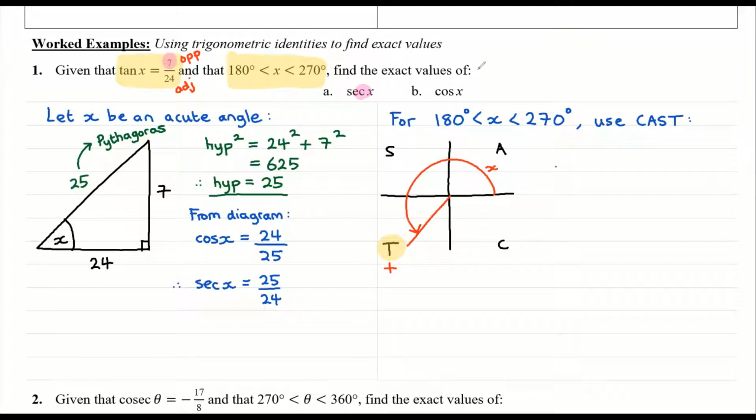So this means that for part A, the sec angle, because sec is 1 over cos, is going to be negative in this quadrant. So it's going to be negative 25 over 24, which we found on the left-hand side of the screen. And for part B, cos x, which we actually got first, would be negative as well. So that'd be negative 24 over 25.